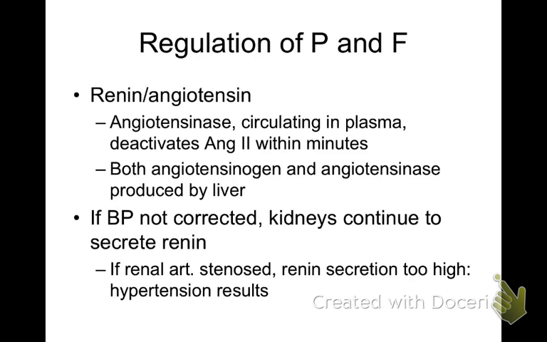Now, if the kidneys have an individual problem, that is, if it's not your systemic blood pressure that's low, it's just your kidney blood pressure that's low, then the kidneys are going to continue to secrete renin long term. So if you have stenosis of a renal artery, renin secretion is too high, and you have chronic hypertension as a result of stenosis of a renal artery.